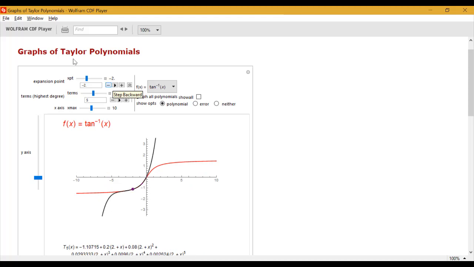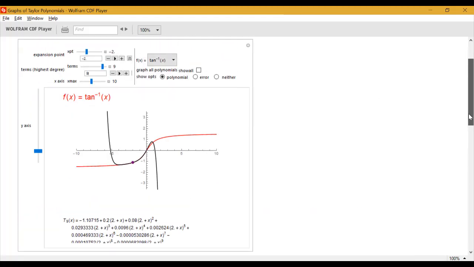Let's just look at a couple other examples here. Here I have maybe my arctangent function. I could start with a linear approximation here and then increase the number of terms I want to use in my Taylor polynomial and get a better approximation to that function. Okay, so this is the idea that we have in mind for using Taylor polynomials to approximate functions.